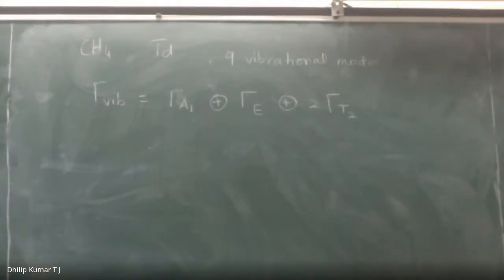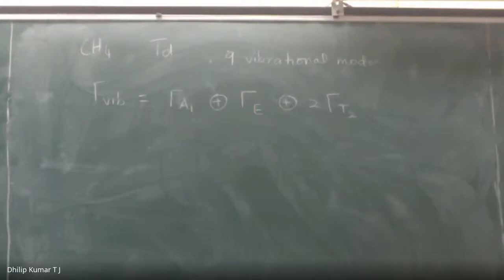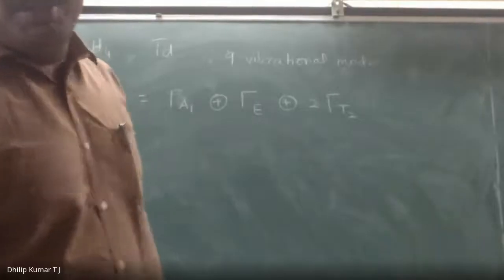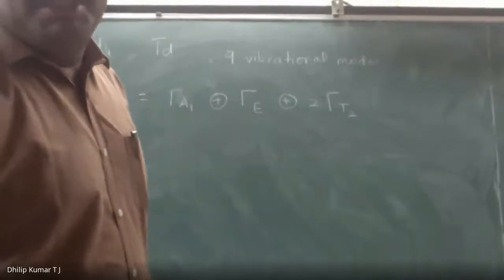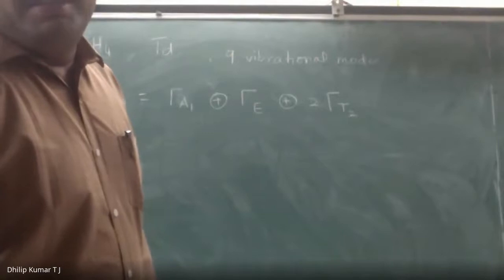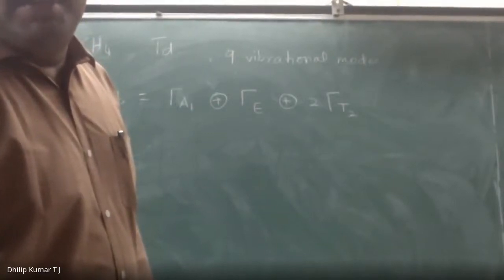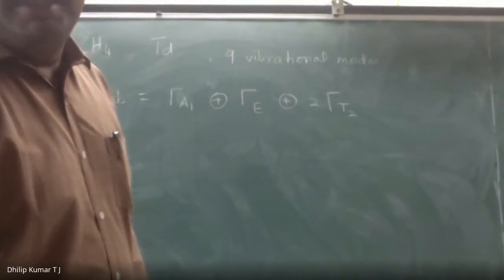How do you get how many IR peaks and how many Raman peaks? T2 is IR active, and all these three are Raman active. Okay, so who answered this? Robin. Robin studied group theory earlier, right? Yes, sir, I have studied it earlier.